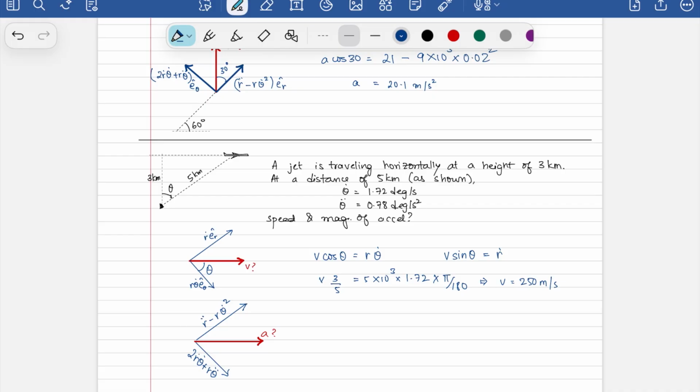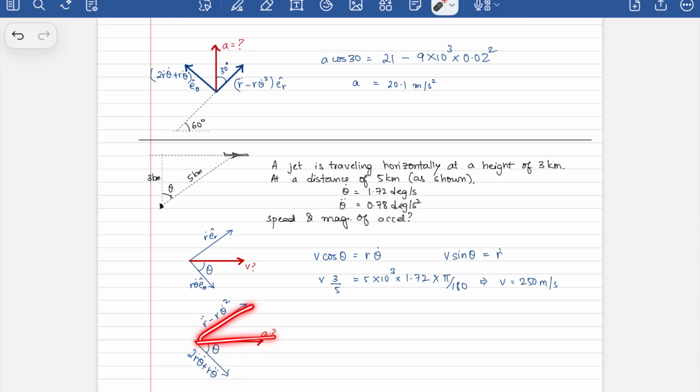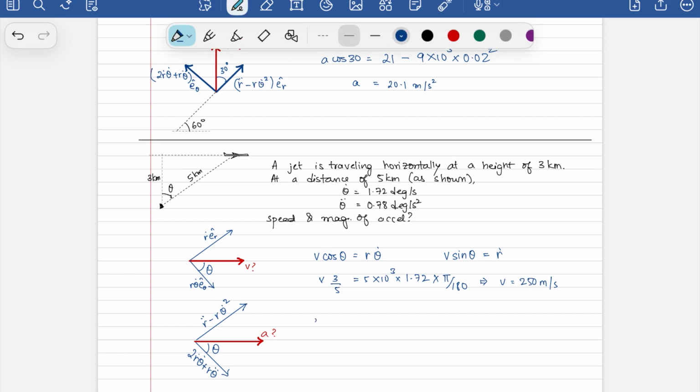Now we want to apply a similar kind of idea, where we have the component of A being this and the component of A being that. So we have A cos theta is equal to 2 r dot theta dot plus r theta double dot, and A sine theta is equal to r double dot minus r theta dot squared. I hope that makes sense.